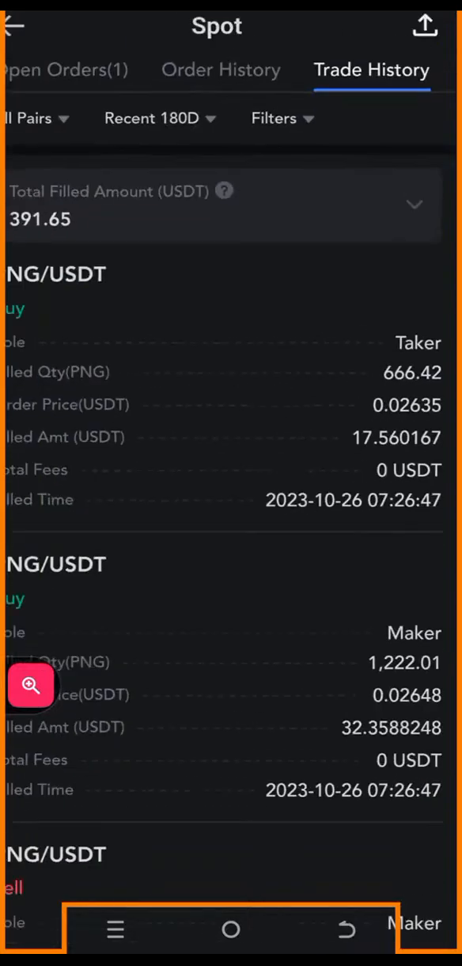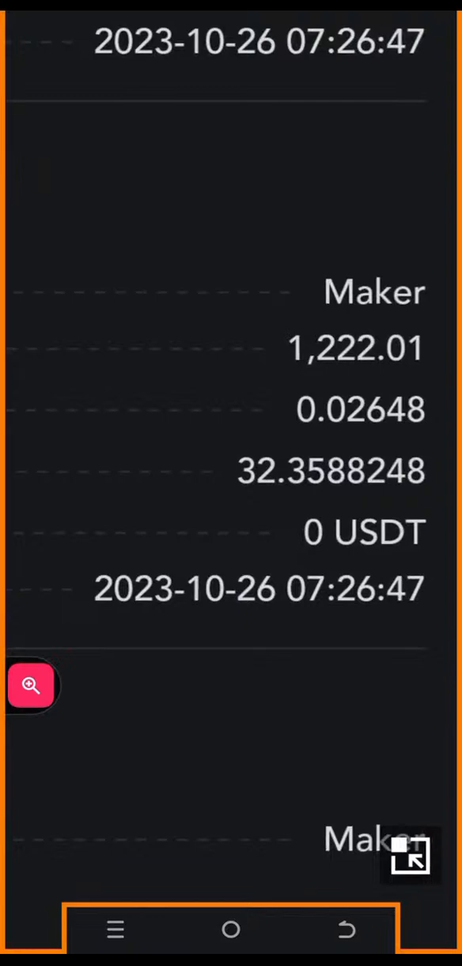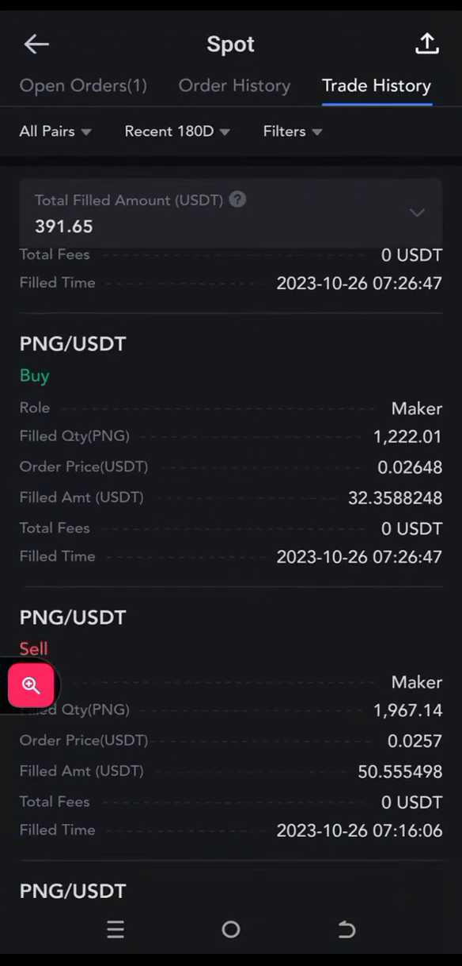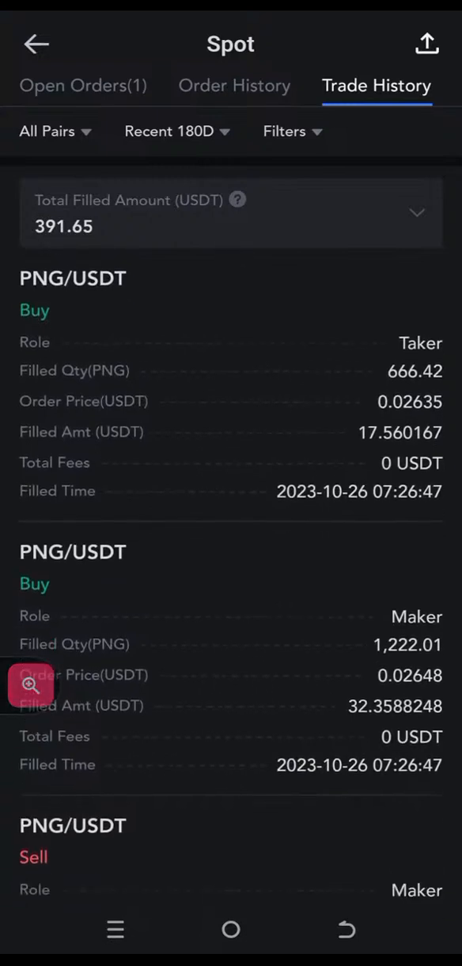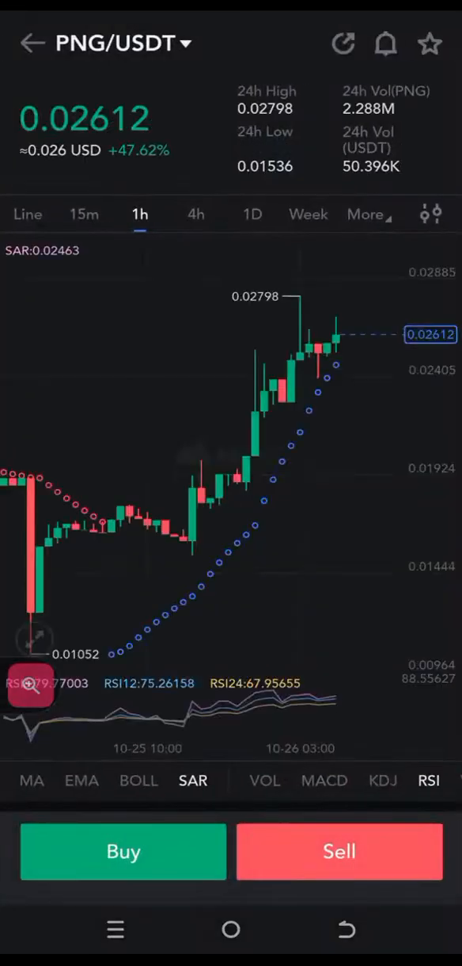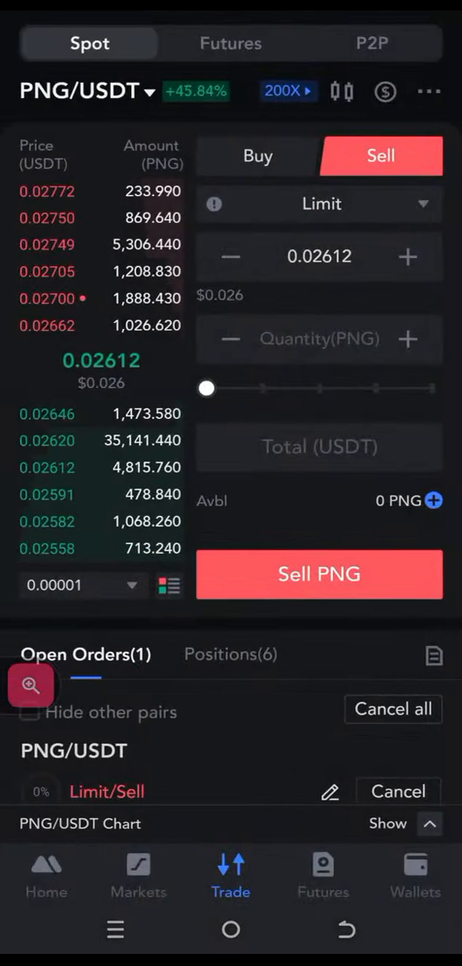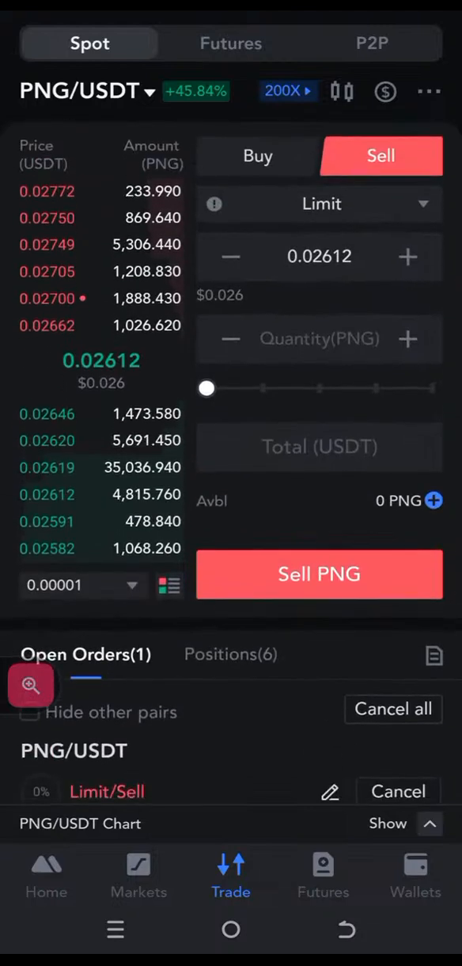2635. Is that how much we bought this other one? 2648. Okay. 2648, 2635. Let's see how it goes, right? Well, it's going up. I think it's going back up. It's just flipping and flopping. It will go up, right? So we put it at 27.